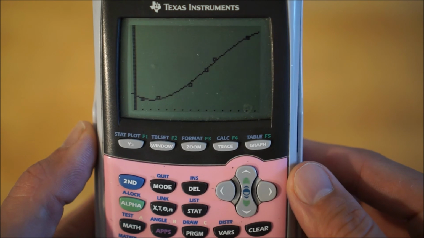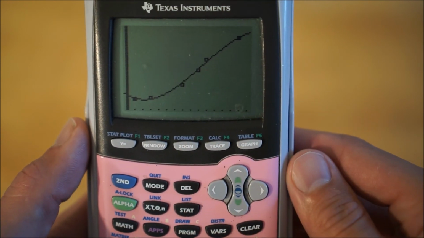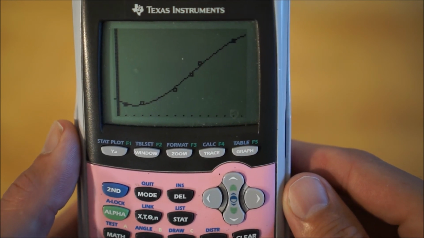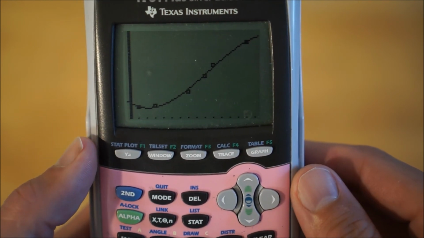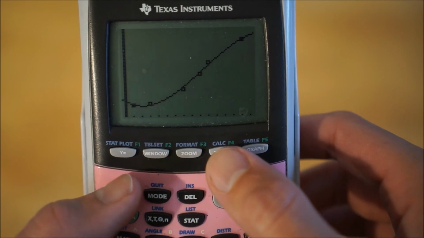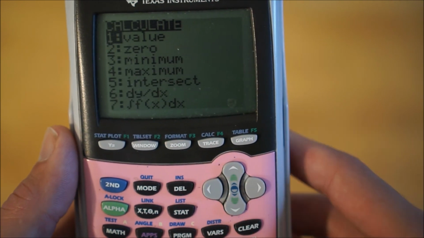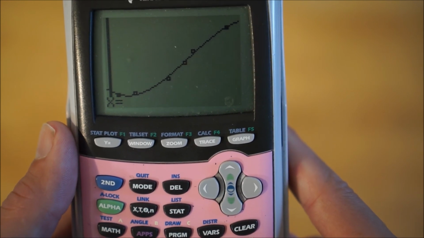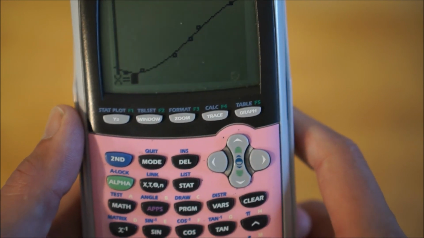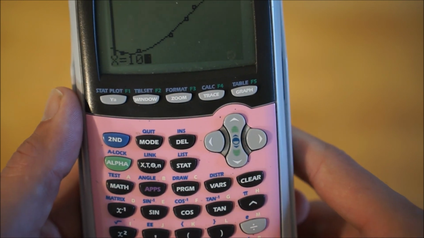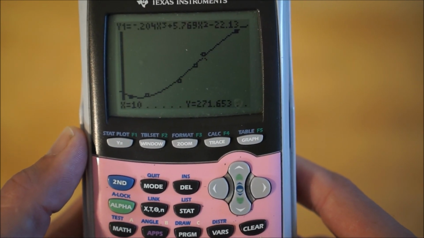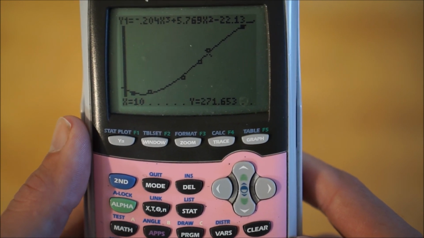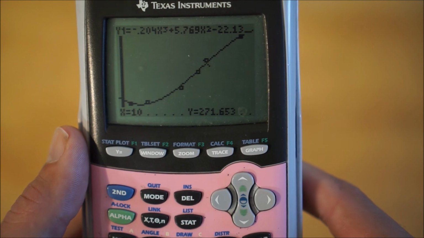And again, this is starting at 0 on the x, meaning 1990, right? And then it's going over to the right as it increases in years. Okay, so you can go ahead and test this out. So let's go to second calc, and we'll go to value, right? And let's see what happens when x is equal to 10. We know that will be 2000, right? So if we type that in, we get 271, right? And if we look at our data table for 2000, we had 280, right? So this is fairly accurate.